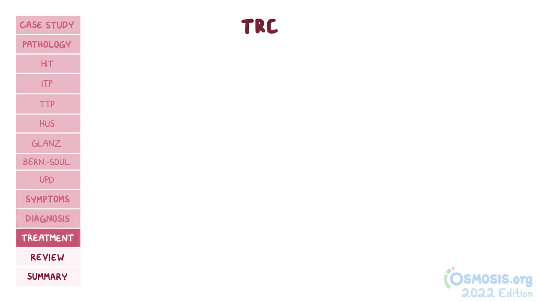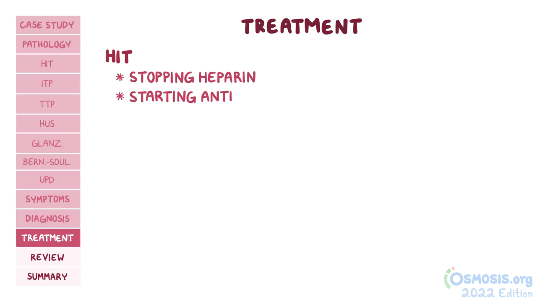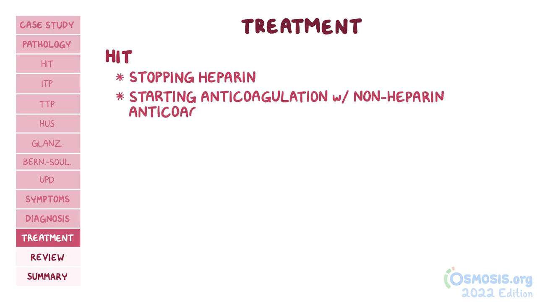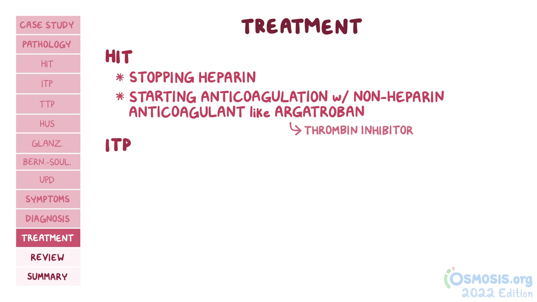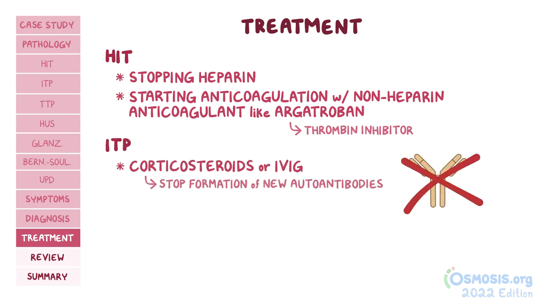Alright, now let's discuss treatment. For HIT, it's simply stopping heparin and starting anticoagulation with a non-heparin anticoagulant, like argatroban, which is a thrombin inhibitor. For ITP, treatment starts with corticosteroids or intravenous immunoglobulin, both of which help stop the formation of new autoantibodies.